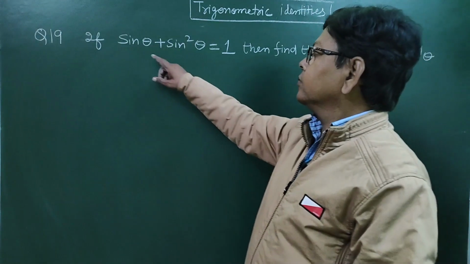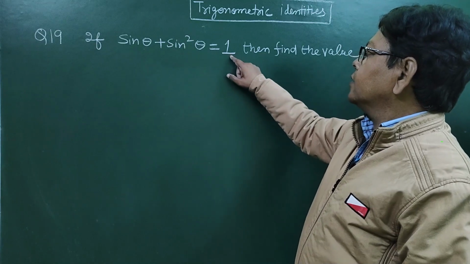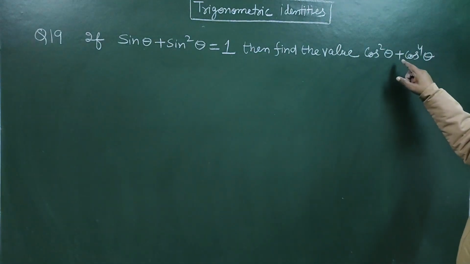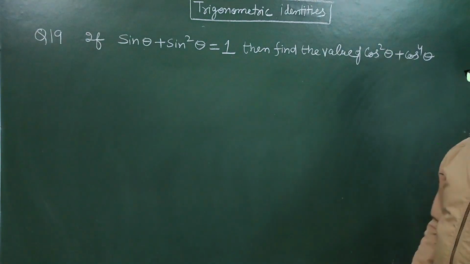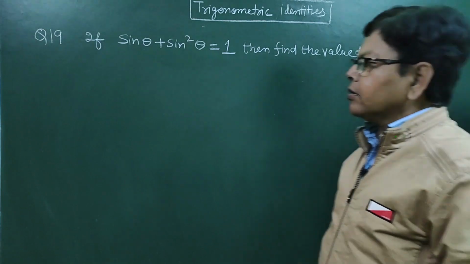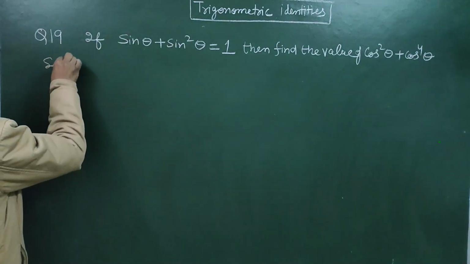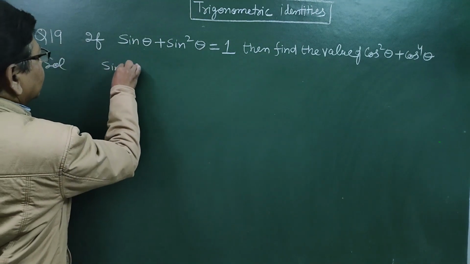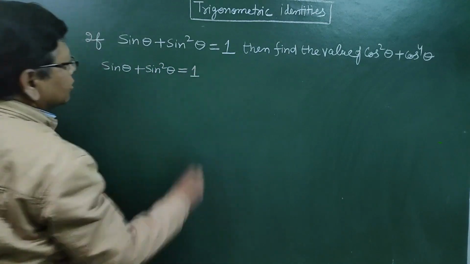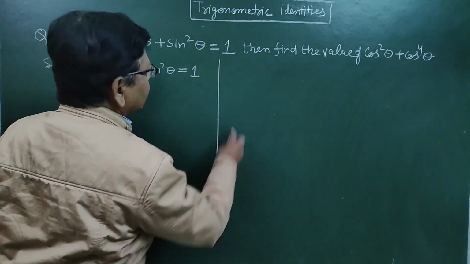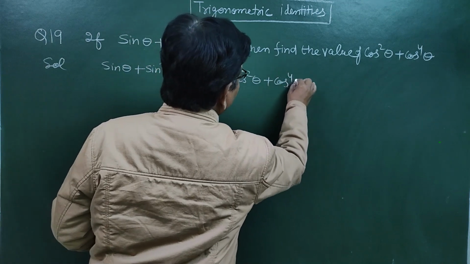Next question, question number 19. If sin theta plus sin square theta is equal to 1, then find the value of cos square theta plus cos^4 theta. So the given condition is sin theta plus sin square theta is equal to 1, and we want to find the value of cos square theta plus cos^4 theta.